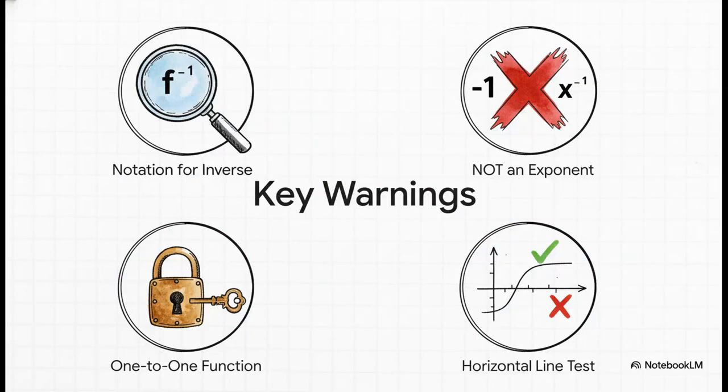So let's just quickly recap those warnings. Remember, that notation means inverse function. It is not a negative exponent. A function absolutely must be one-to-one to have an inverse, and your best friend for checking that is always going to be the horizontal line test. Keep those 4 things in mind, and you'll be golden.